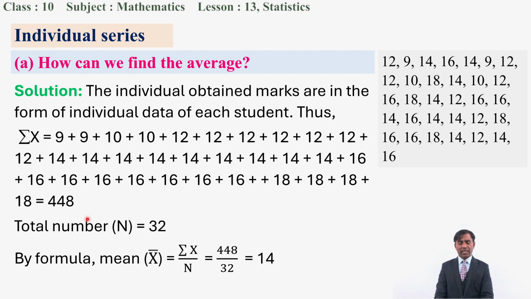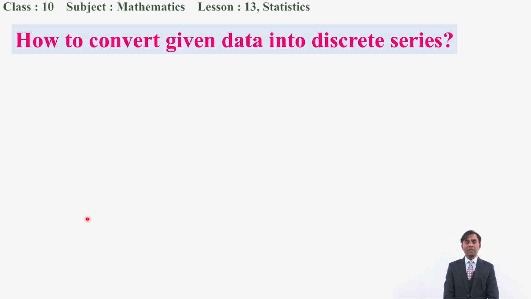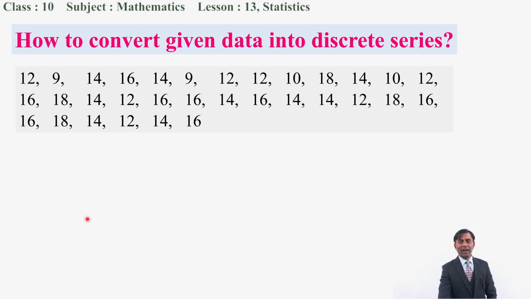So for the same data, can we convert into discrete form? Let's see here, change into discrete form, change into the discrete series, and then how to convert into discrete series? Yes, we can convert into discrete series, but how? This is the question. Can you convert into discrete form? Okay, let's see here how to convert into discrete form for the given data.